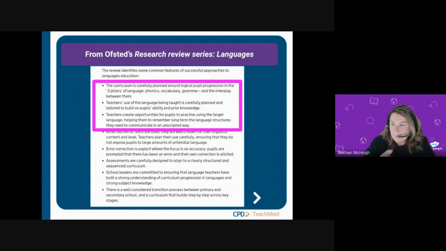Now, these bullet points are not related to starters, plenaries and games, but I think that's something to bear in mind. So you're thinking about logical pupil progression in the three pillars of language, as we know: phonics, vocabulary and grammar. If you've got a lesson that's very heavily focused on one of those, but you've ignored one aspect completely, then your starter and plenary could pick up on one of those. You may find it difficult to embed phonics as a regular occurrence into your lesson, but a 5-minute phonic interlude is better than no phonic interlude at all.